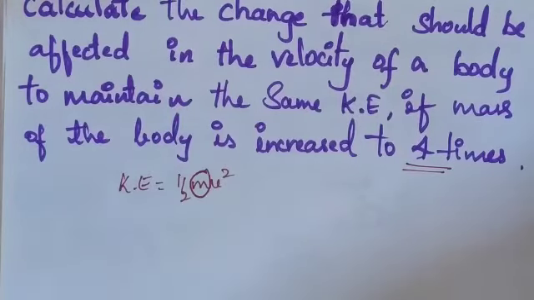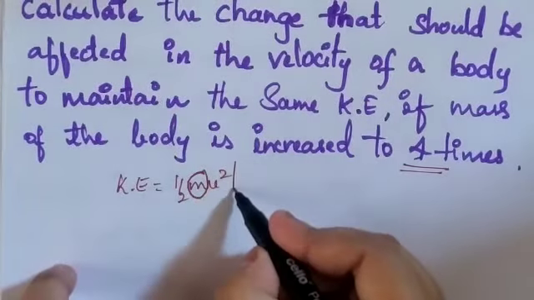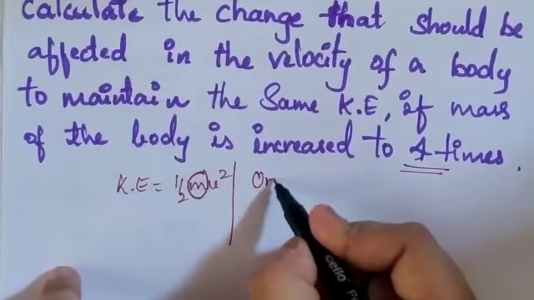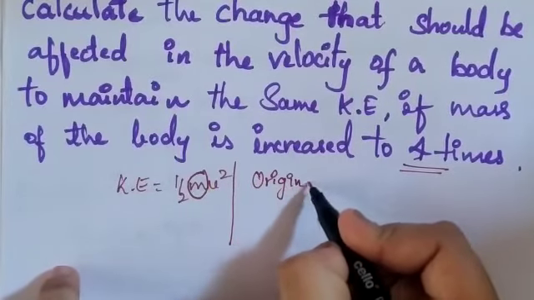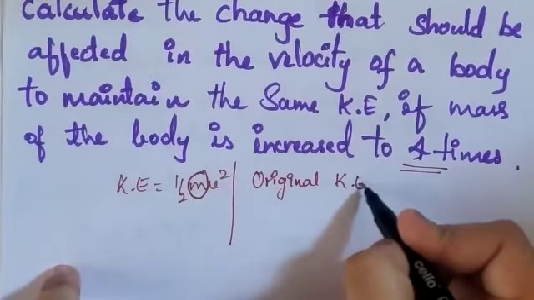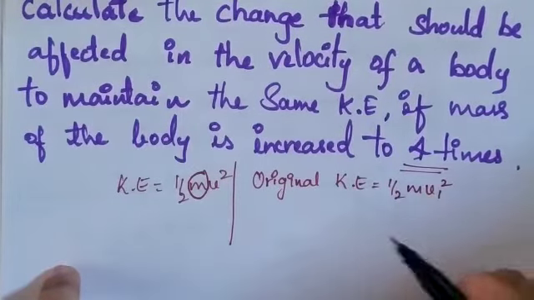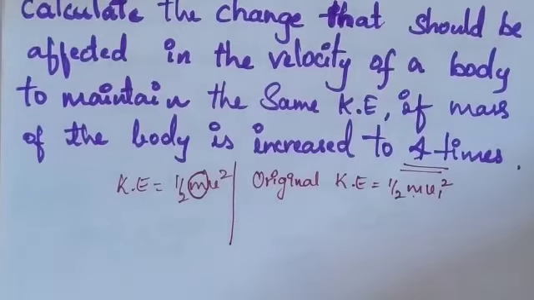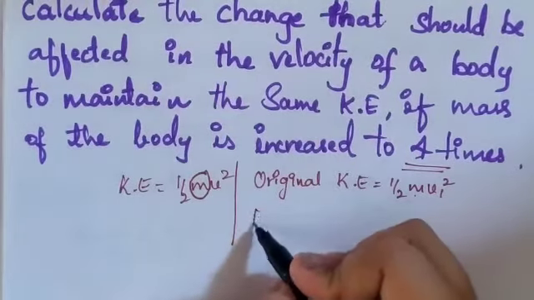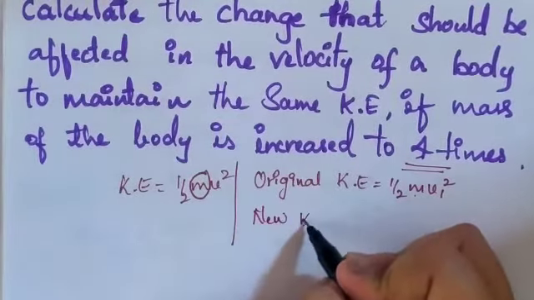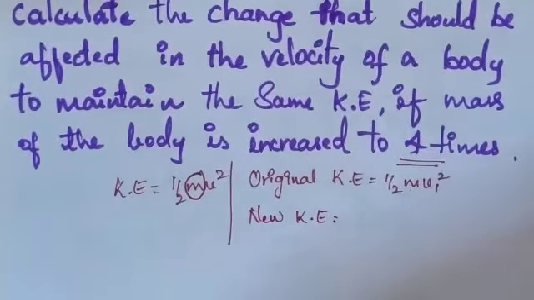So first, originally, without increasing the mass of that object, the original kinetic energy will be half m v1 square. The mass of the object before increasing remains m. I'll consider it. Now, the new kinetic energy I'll consider is when I increase the mass of that object to 4 times.